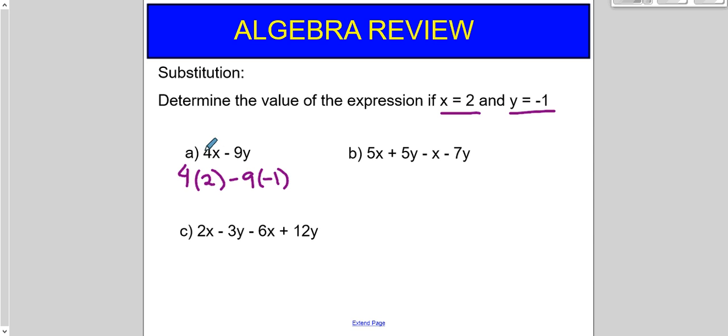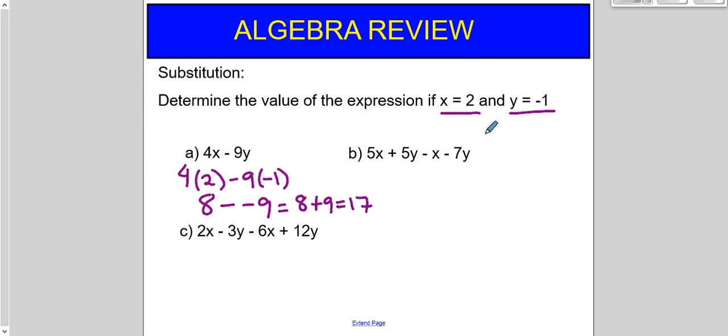So this is really 4 times x. So in this case, 4 times 2, which is 8. And then I have minus 9 times y, so 9 times -1, which is going to be a -9. All right, and we know that when we have two negatives, it really means positive. So that's the same thing as 8 plus 9, which would be 17.